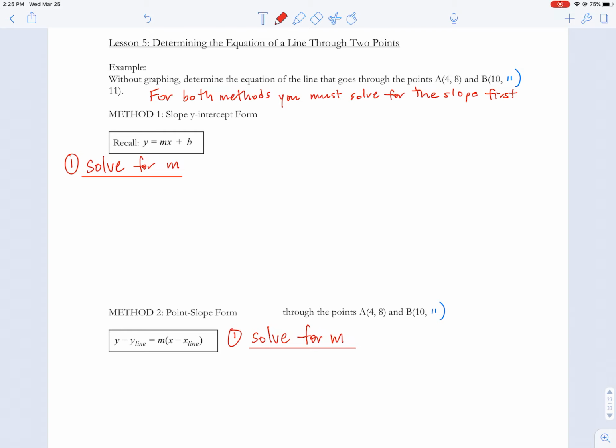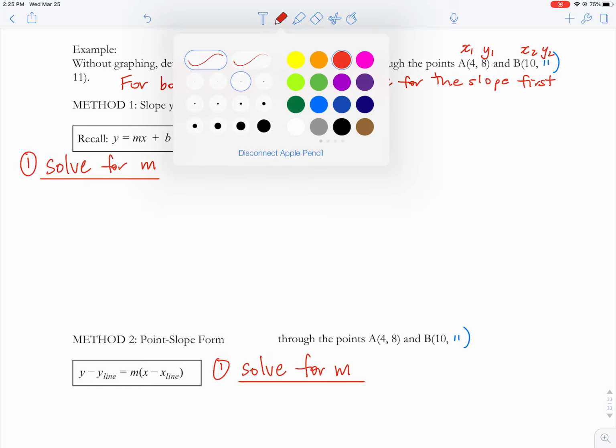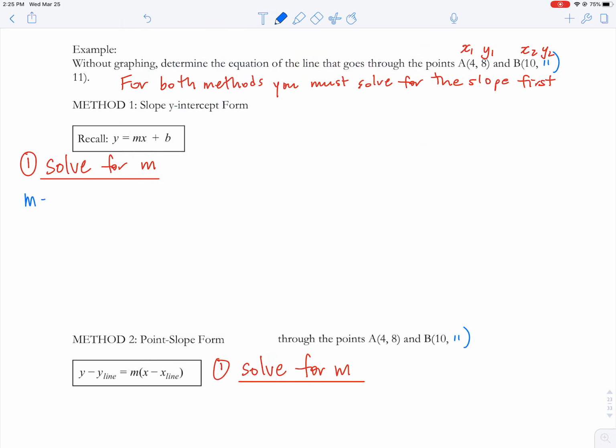So the first example says, without graphing, determine the equation of the line that goes through the points A (4, 8) and B (10, 11). The first thing we're going to do is solve for m. I'm just going to write down x1, y1, x2, y2, because the formula we're going to use for the slope is m equals y2 minus y1 over x2 minus x1. That gives us 11 minus 8 over 10 minus 4, which is 3 over 6. So we get that the slope is 1/2.